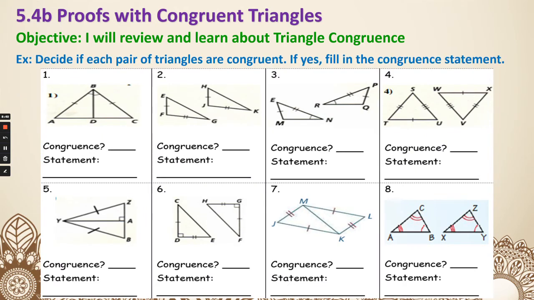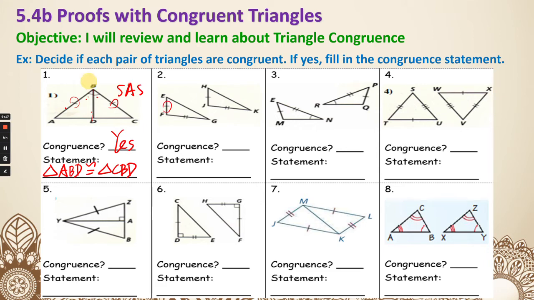For all of these examples, decide if each pair of triangles are congruent. If yes, fill in the congruent statement. We're also going to talk about the reasons why they're congruent or not. So for the first one, we can see they're being labeled and BD is being shared. And we can see these two angles. So that is side, angle, side. So yes, they are congruent. The reason is side, angle, side. The statement is triangle ABD is congruent with triangle CBD.